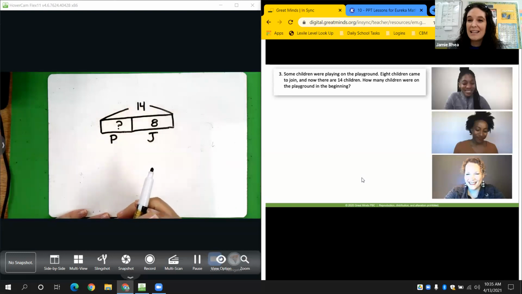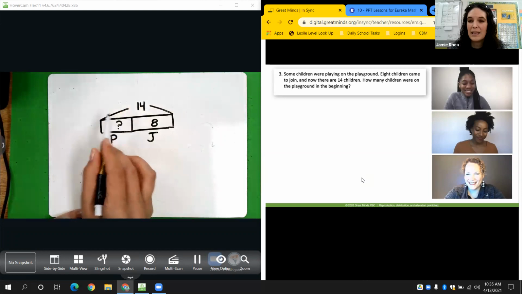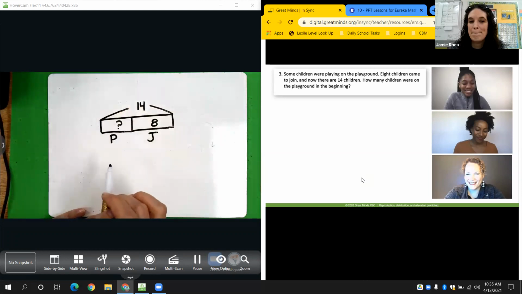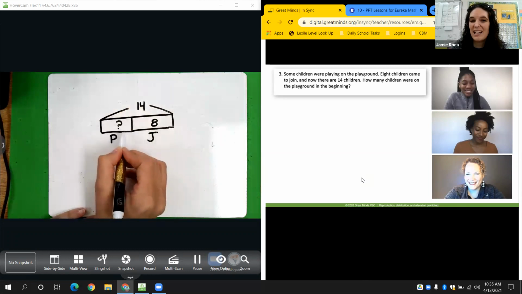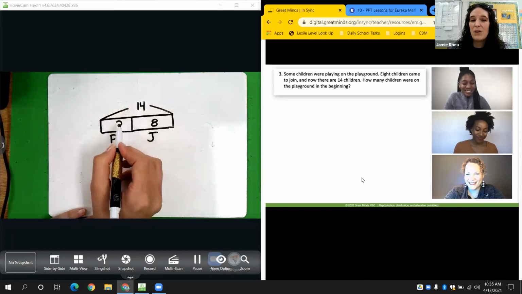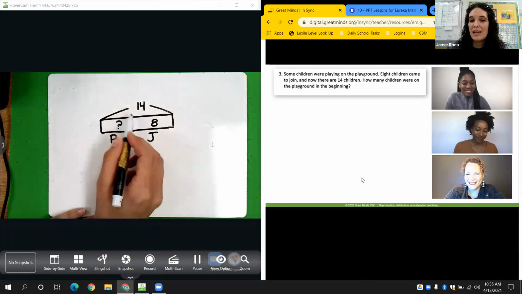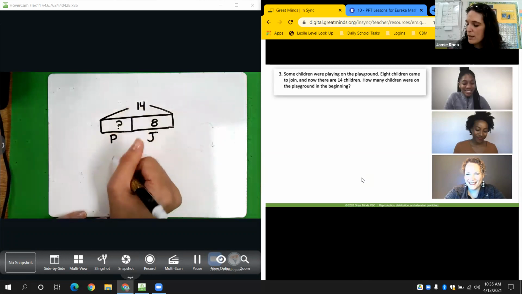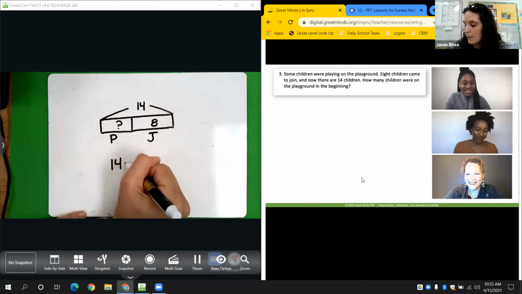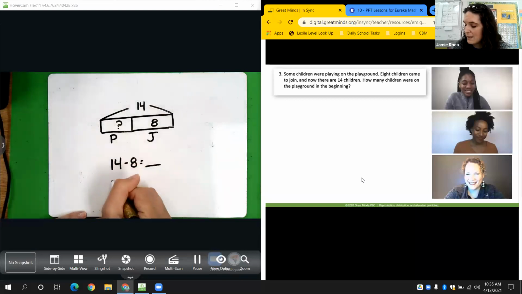Now I can ask myself, how am I going to solve to find out how many there were at the beginning? Well, I know when there's a part, I can subtract my 2 numbers, or if I wanted to, I can add my 8 to the mystery number and get my total. So let's do both ways.